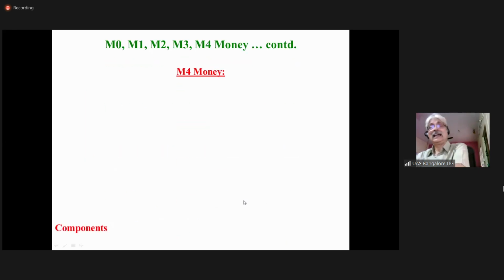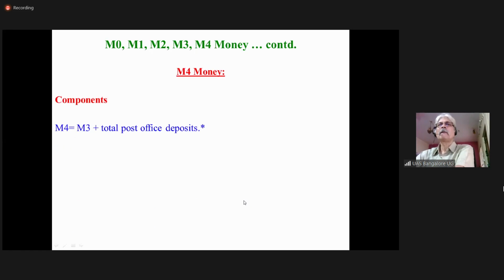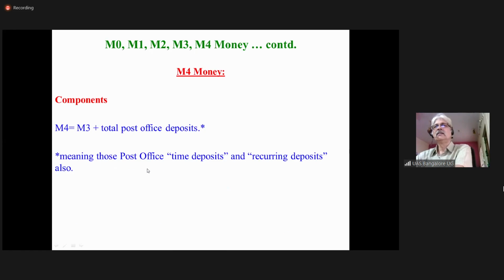And finally, the M4 money. It is M3 plus total post office deposits. So time deposits, recurring deposits, everything put together: M3 plus total post office deposits. But it excludes national savings certificates, etc. So here we talk about only accounts like savings bank account and fixed deposit account and so on. Only the money in the accounts, not the certificates, national savings certificates.